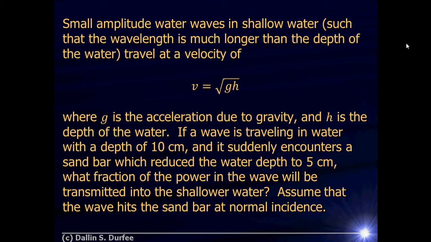If a wave is traveling in water with a depth of 10 centimeters, and it suddenly encounters a sandbar which reduced the water depth to 5 centimeters, what fraction of the power in the wave will be transmitted into the shallower water? Assume that the wave hits the sandbar at normal incidence.